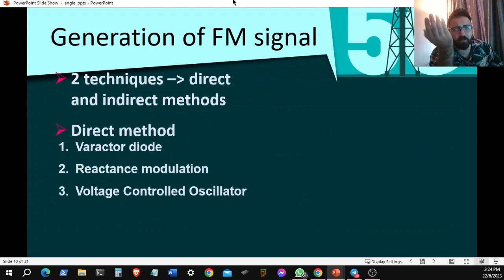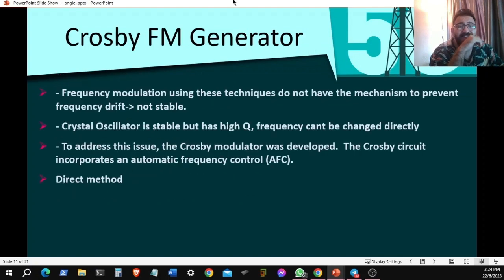And now let's talk about the generation of FM. There are two techniques, as usual, direct and indirect. For the direct, for example, the varactor diode, reactance modulation, voltage controlled oscillator, and another very important way, which is the cross-buy FM generator. Frequency modulation using these techniques does not have a mechanism to prevent frequency drift, which in other words means it is not stable.